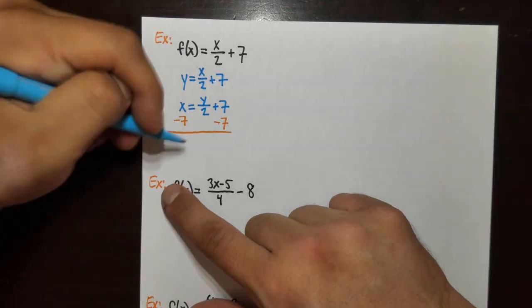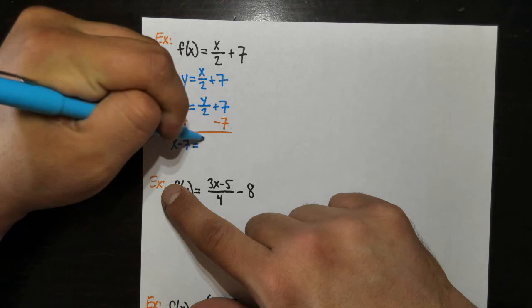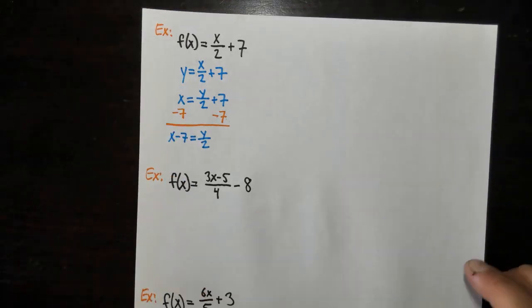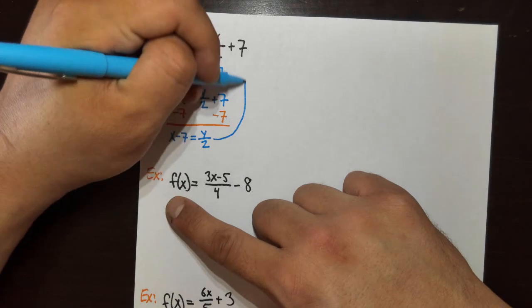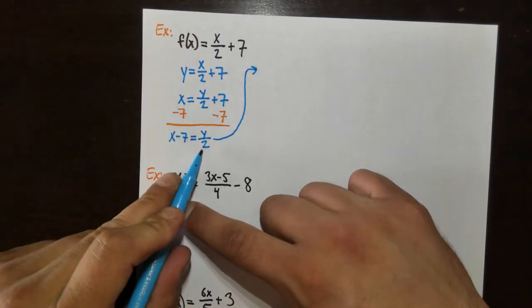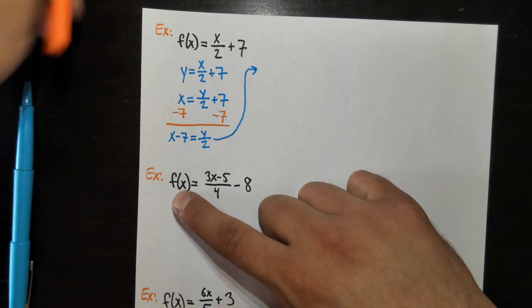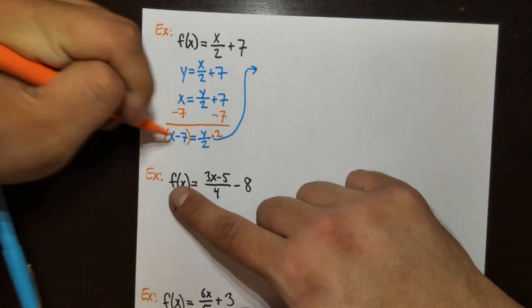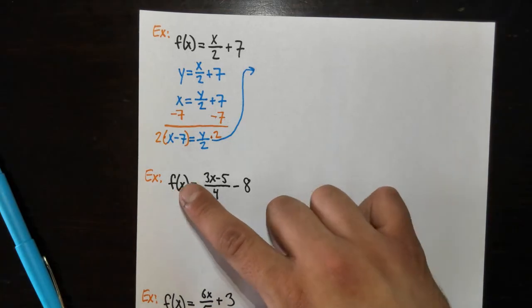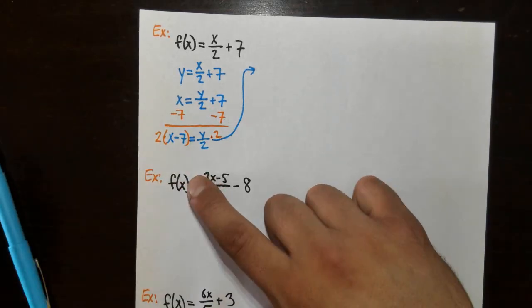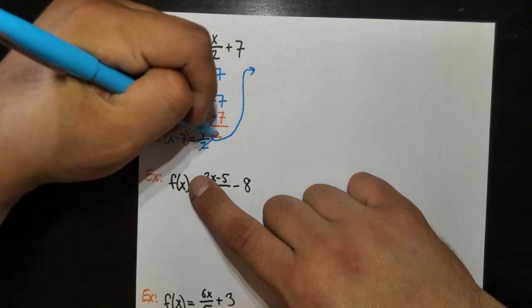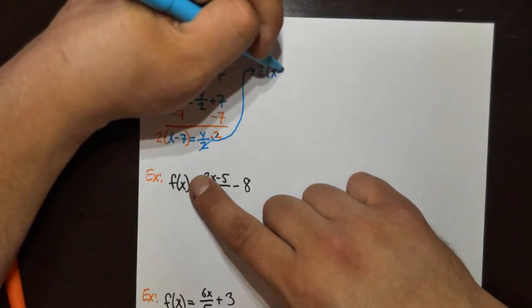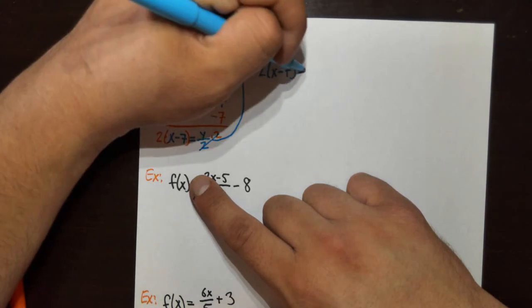Which is going to give us x minus 7 equals y over 2. And then finally, the only thing left happening to y in this case is it's being divided by 2. So let's multiply both sides by 2. And remember, we're multiplying the whole left side by 2, so we need to put the left side in parentheses. So this will cancel. So we have 2 times (x minus 7) equals y.